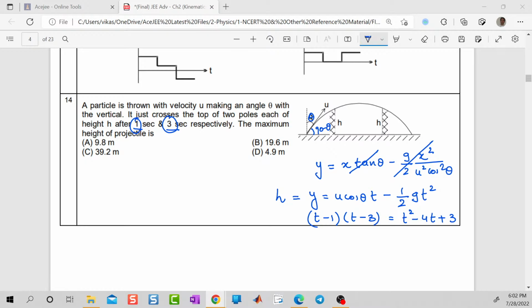Ruchika, did you use g as 10 or 9.8? 9.8.